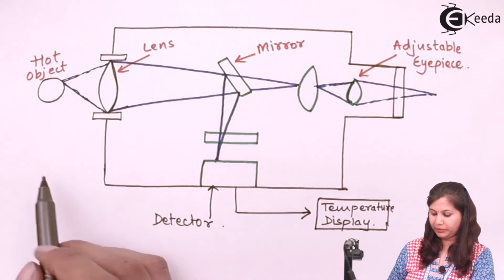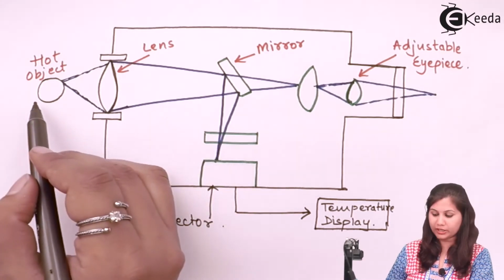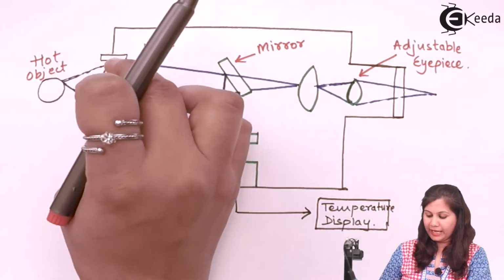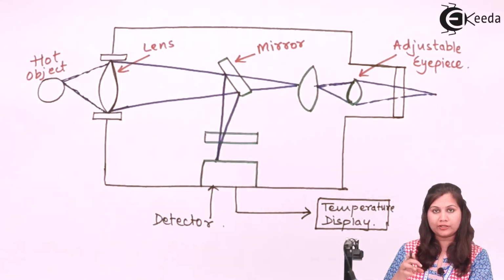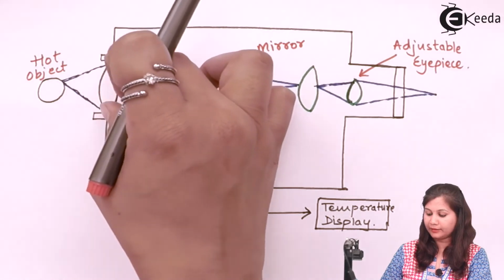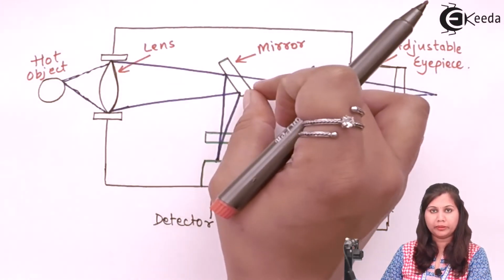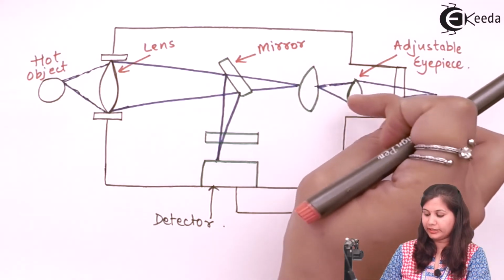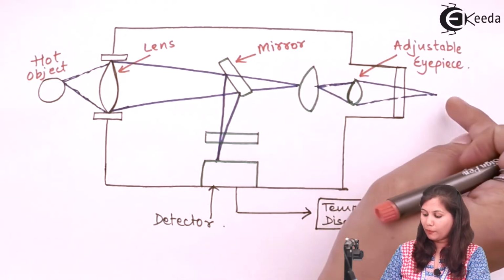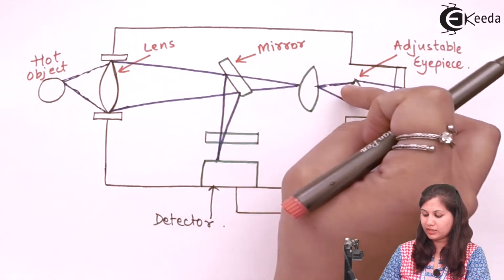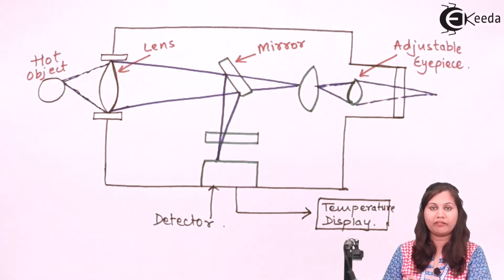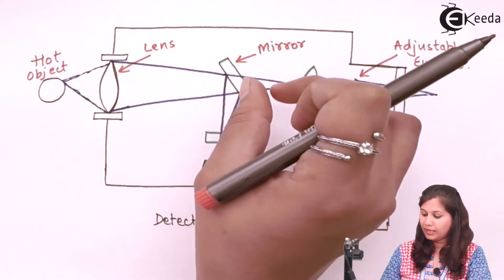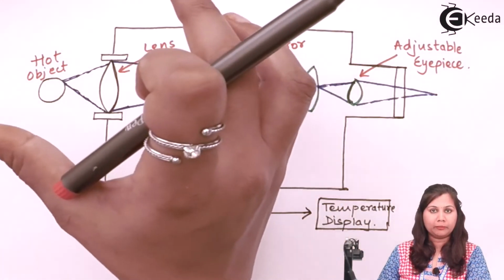You can see the main parts are the hot object which is radiating the energy or the heat. Here we have the lens which is going to collect all these radiations and concentrate them on a mirror. Now this mirror, again we have a lens here and then the adjustable eyepiece. So the observer is going to observe these radiations. It can observe and adjust them so that all the radiations are being captured here and they can be measured.